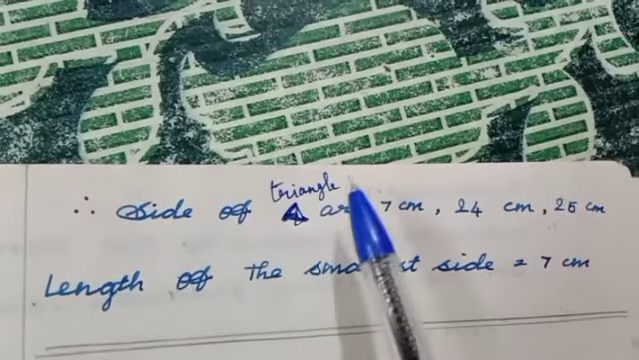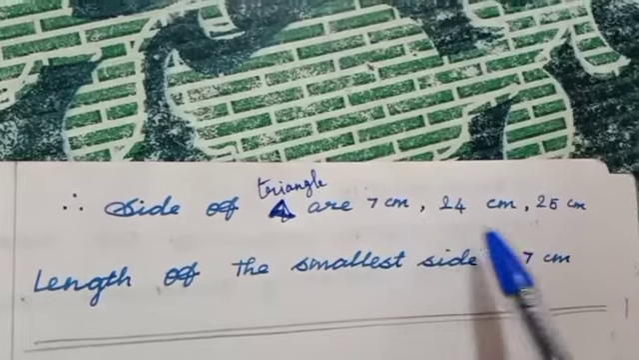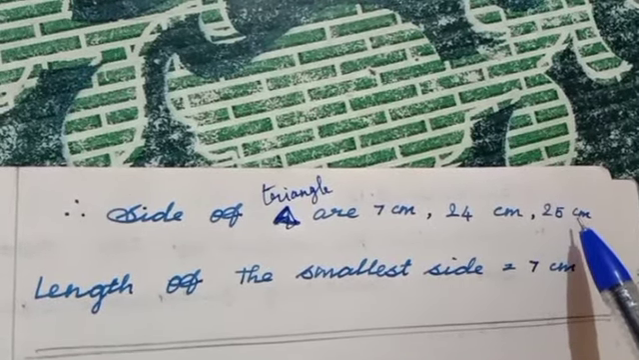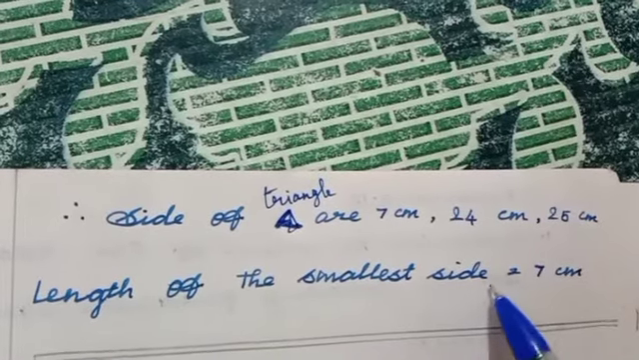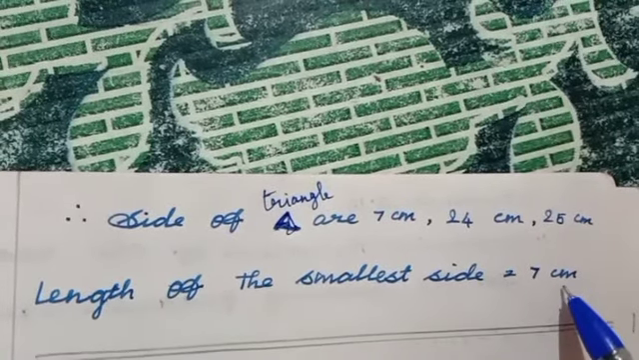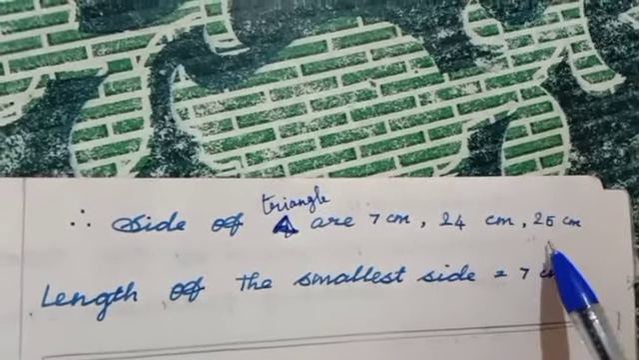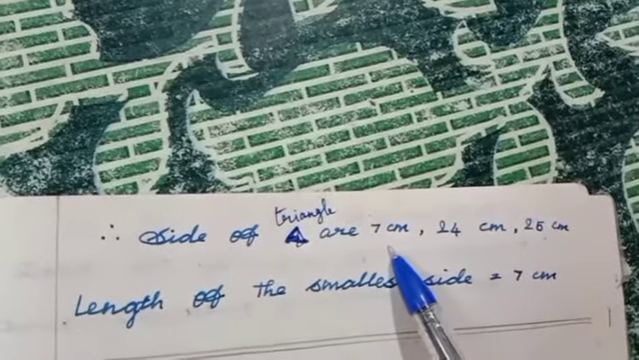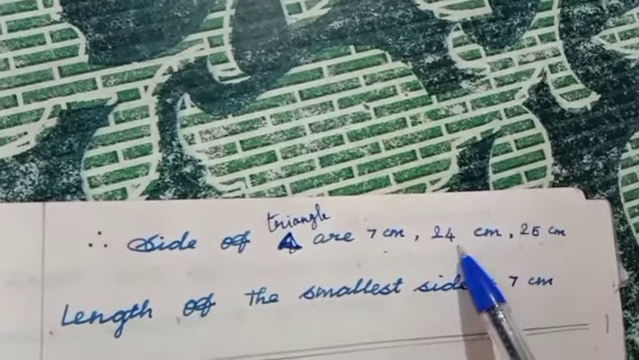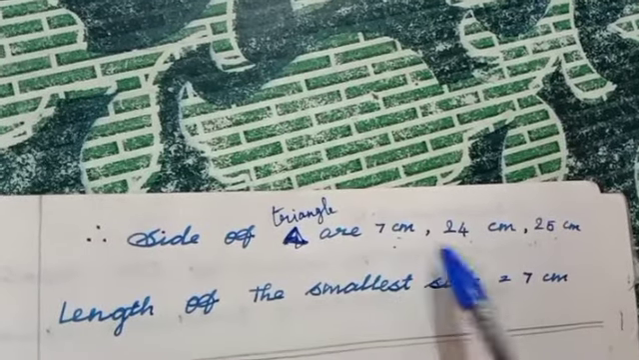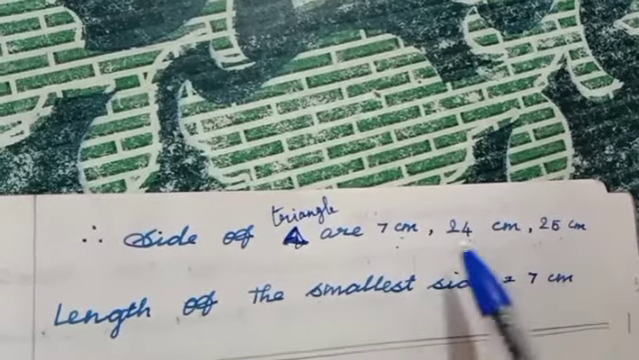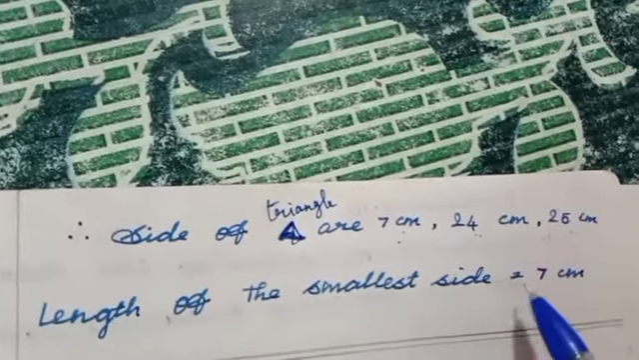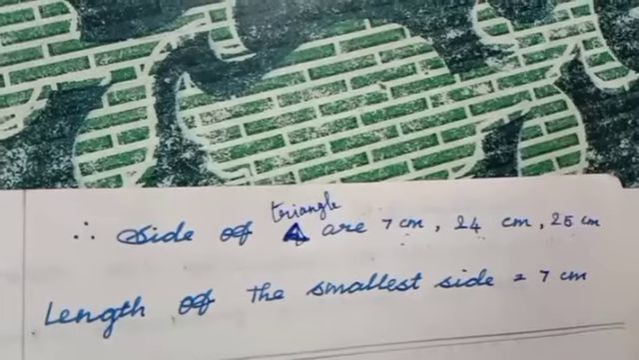Therefore the sides of the triangle are 7 centimeter, 24 centimeter and 25 centimeter. Length of the smallest side is equal to 7 centimeter. The 25 centimeter was already given in the question. Now we found two values, 7 and 24. So you have to consider 7, 24 and 25. Among these three, which is the smallest value? 7. So length of the smallest side is equal to 7 centimeter.